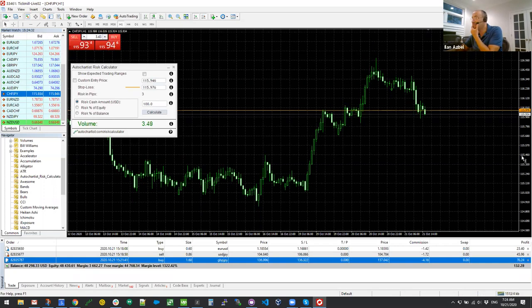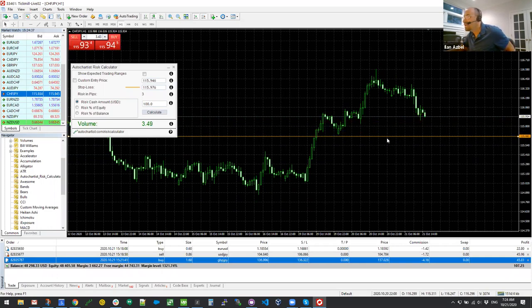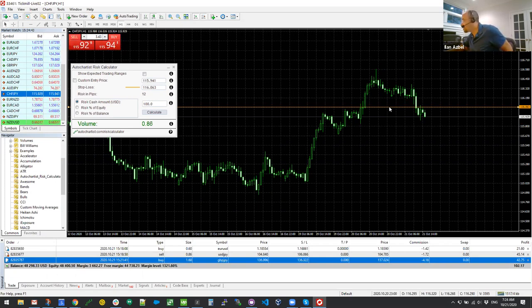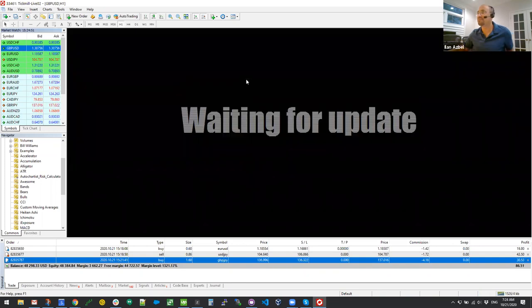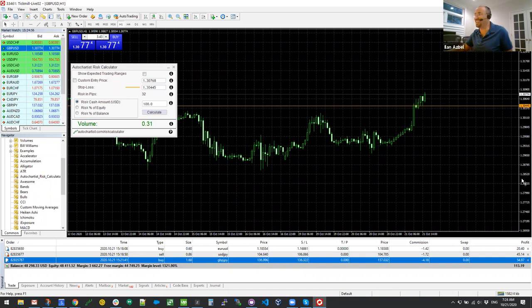Okay, so I'm looking at Swiss franc JPY, and I've got some stuff coming through here, GBP USD. Okay, let's try GBP USD. Where is my GBP USD? All right, GBP USD. Let's check this out. Oh my God, look at that thing rocket. That's actually an interesting example.